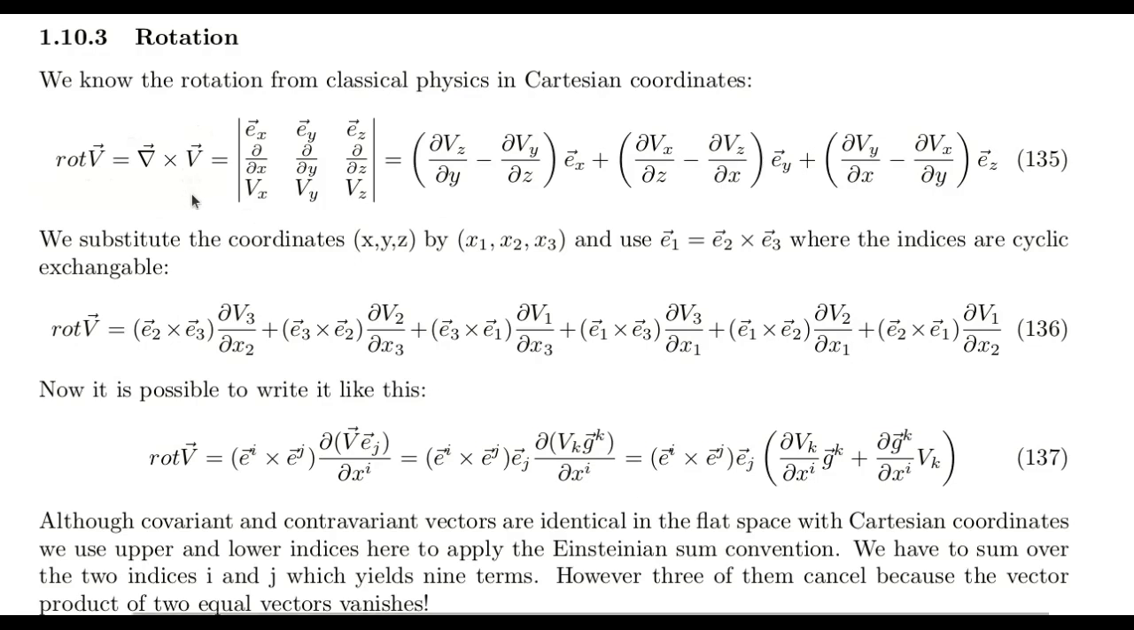If we want to write the rotation of a vector field, then we have several possibilities. One of them is using a determinant. Though in the first row we have the unit vectors, in the second the differential operators, and in the third row we have the components of the vector field. If we calculate now the determinant here, then we would get this result here, 135. We have 6 addends. Each unit vector has a negative and a positive addend.